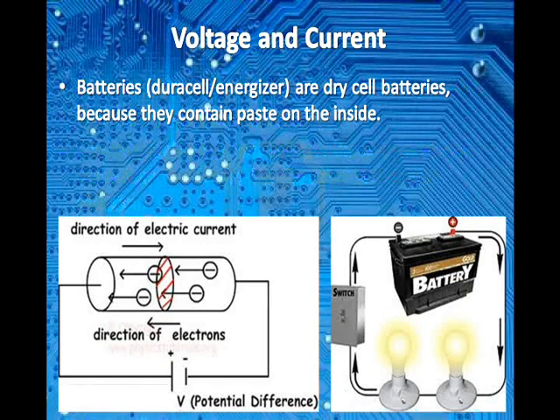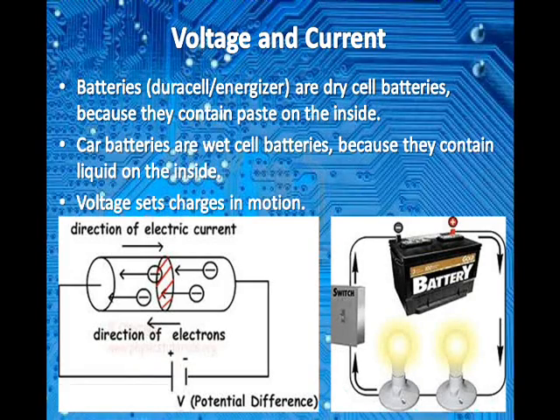Now, batteries such as Duracell or Energizer that we put in our remotes or flashlights are dry cell batteries, and that's because they contain a chemical paste on the inside. Now, car batteries, or batteries that you put in a golf cart or four-wheeler, are called wet cell batteries, and that's because they contain water on the inside. The water is actually used to conduct electric current. And so those are the differences between dry cell batteries and wet cell batteries. And again, voltage is what sets charges in motion, which we had already said previously.